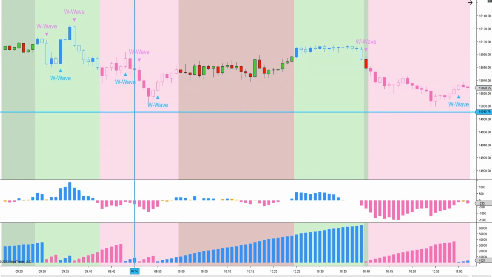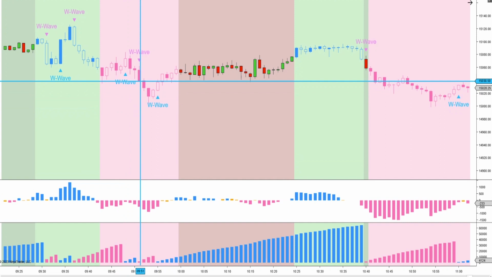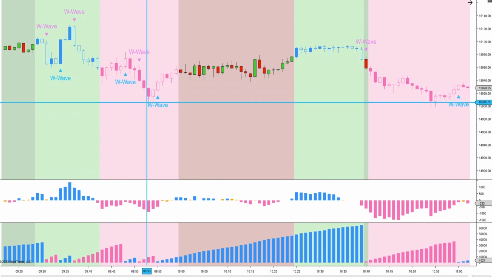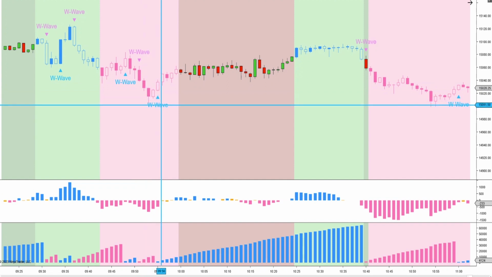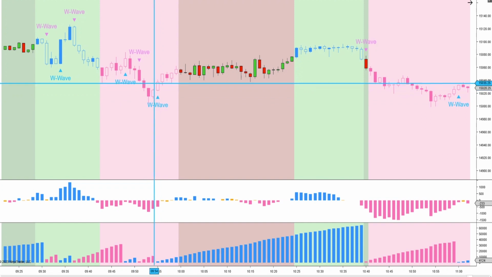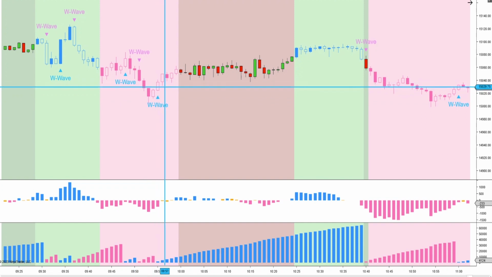But at 9:51, we get a W wave signal to the downside. Now that we are in alignment with the cumulative delta, we can get short, and that was over a 30-point move to the downside there. We get another W wave signal going long, but we're not going to take it. Cumulative delta is still bearish.